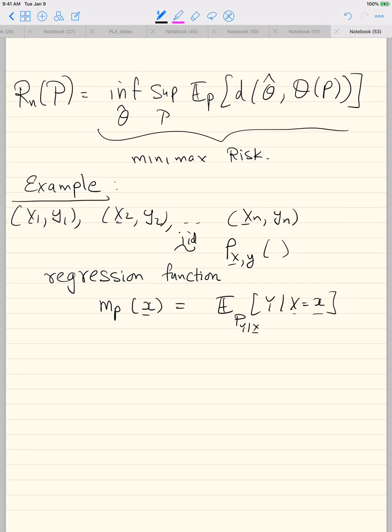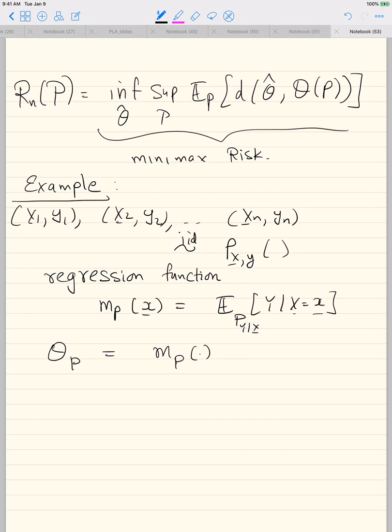And so in this case, my theta of P is going to be the function mP. It's the entire function mP. For each x, I want to know what the conditional mean of y given x is. So my parameter theta of P in this case is a function, mP. If I know P, the true distribution, I can compute the conditional mean of y given x, and this is what I'm interested in.